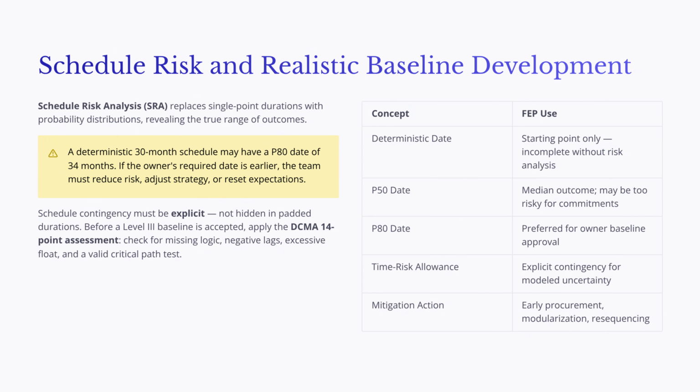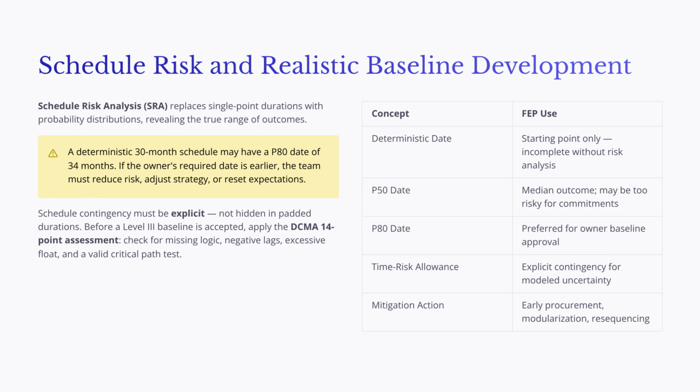If the owner's required completion date is earlier than the risk-adjusted schedule, the team must reduce risk, change the strategy, add resources, adjust scope, or reset expectations. Schedule contingency should be explicit. It should not be hidden inside padded durations.